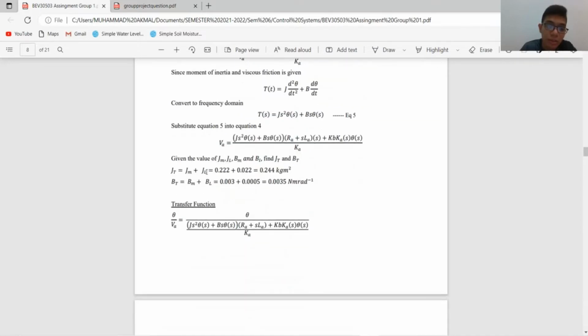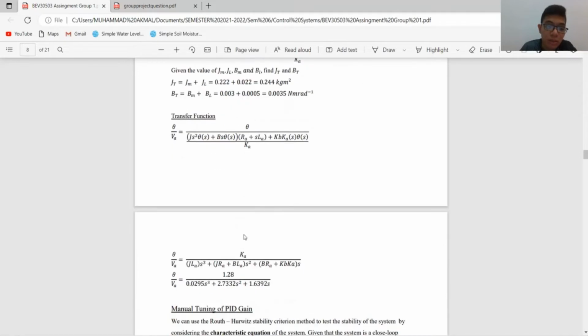Okay, then next we will find the J total and the B total by using the value of JM, BM, and BN. So for J, we get 0.244 kilogram times millimeter square. And then for the B total, we get 0.0035 Newton meter per radian. And then we get the transfer function theta over VA is equal to 1.28 over 0.0295 s power of 3 plus 2.7332 s square plus 1.6392 s.